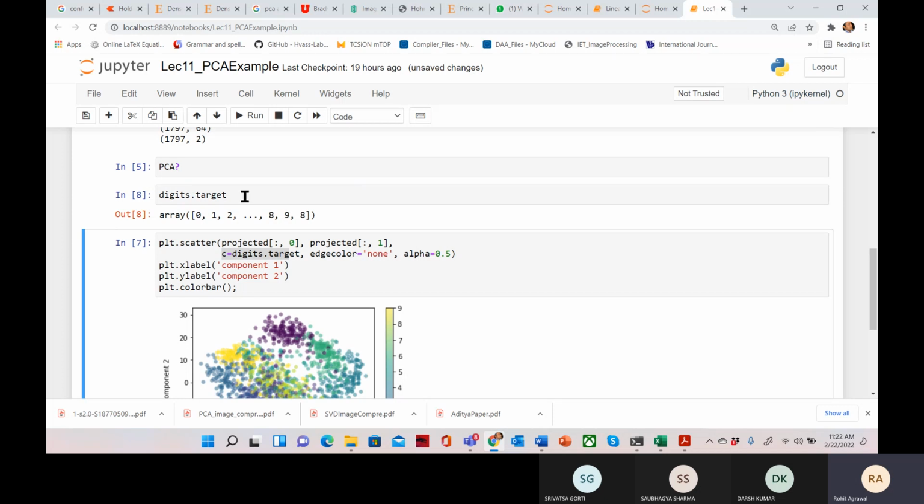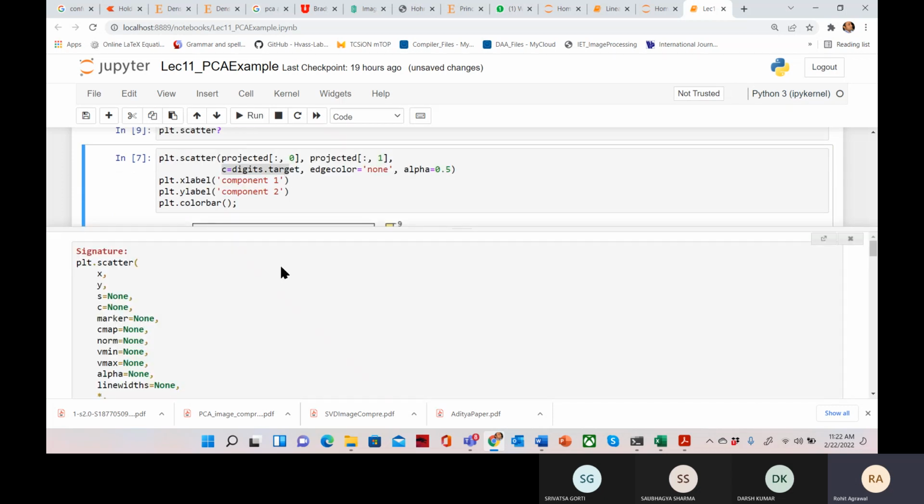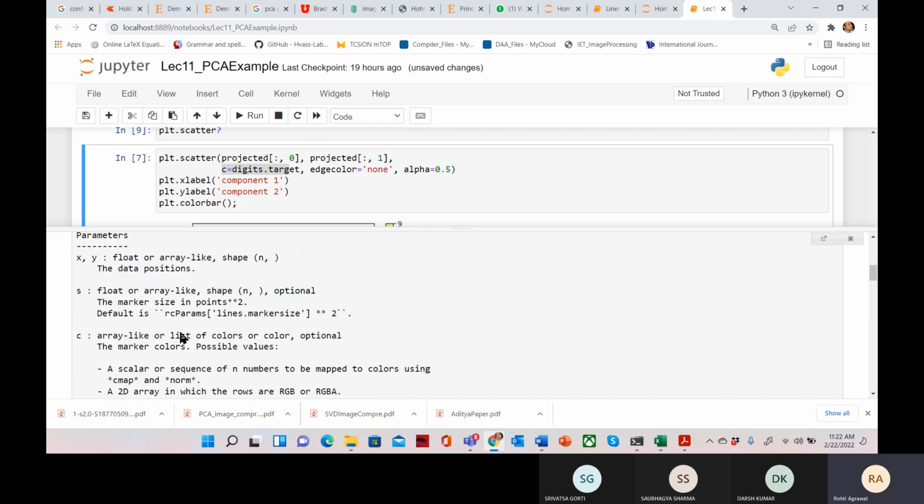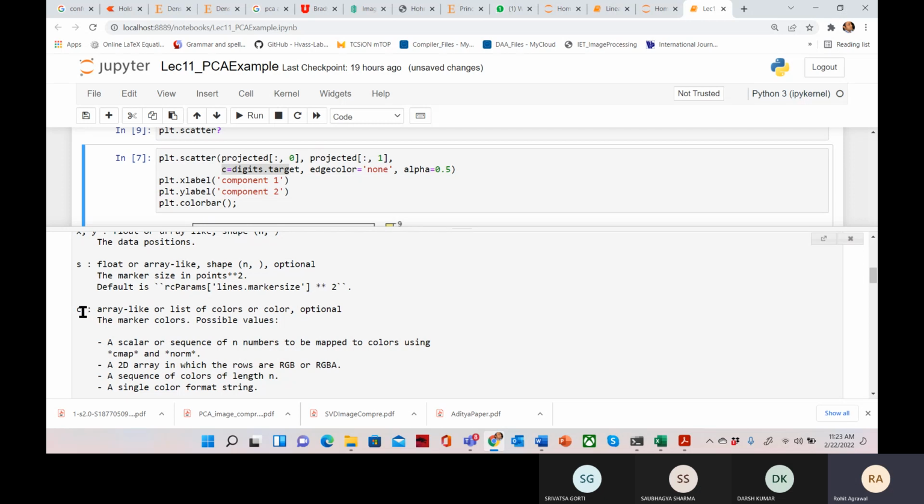Now, if you see the documentation of plt.scatter, sometimes in programs you will find these things, that's why I'm trying to show you. c is None here. c is a color, an array-like or list of colors, and it is optional.